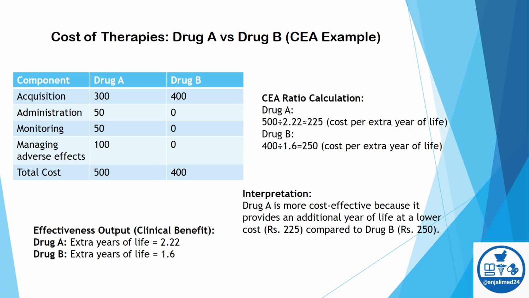Drug A gives 2.22 additional years of life, whereas drug B provides only 1.6 years. When we divide cost by health benefit, we find that each extra year of life costs 225 units with drug A, compared with 250 units for drug B. This means that drug A offers better value for money, even though it is slightly more expensive, because it delivers more health benefit per unit cost.